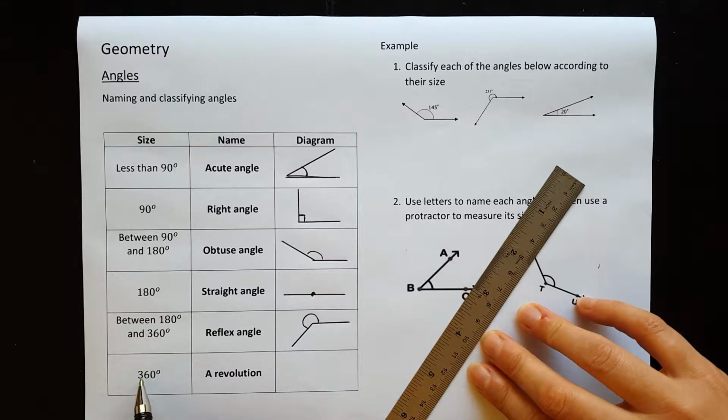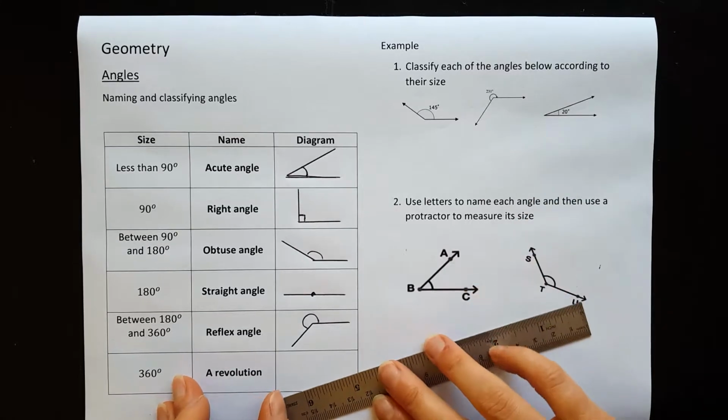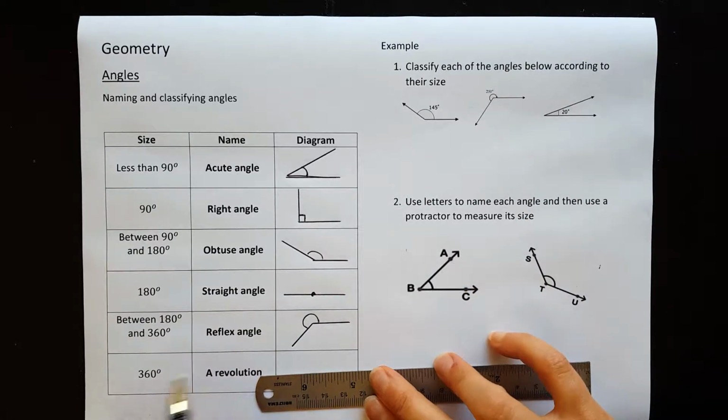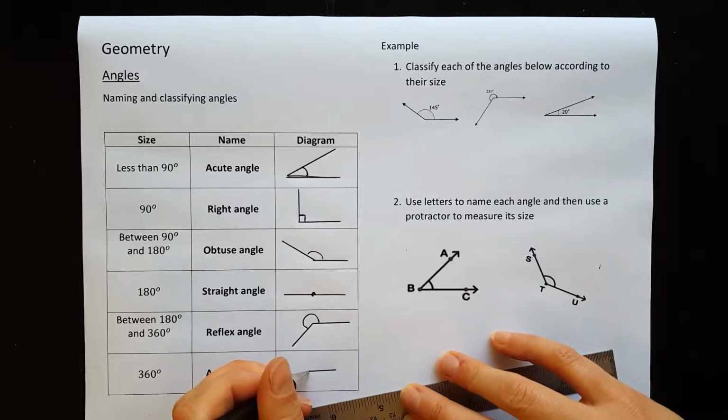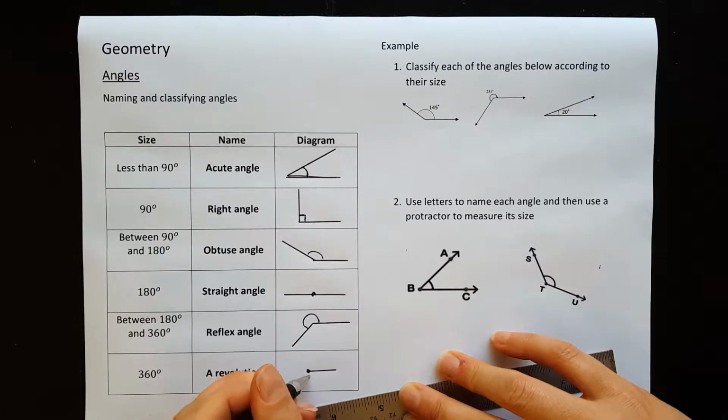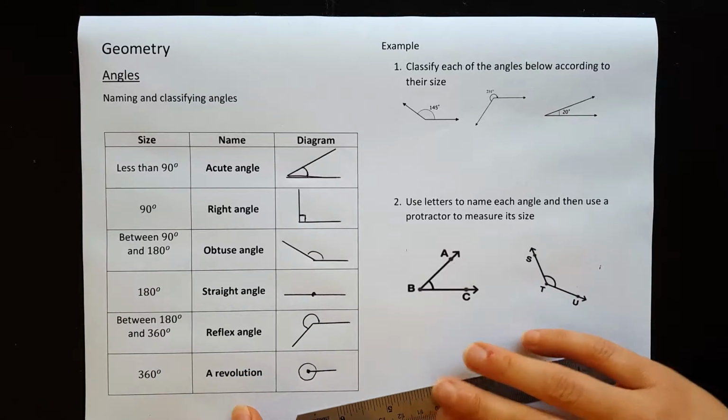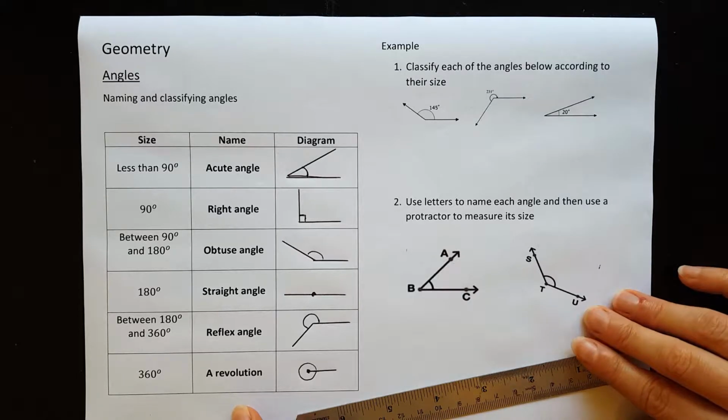And the last one is 360 degrees, which is called a revolution. We start with our bottom arm. It would spin the whole way around and would finish on that arm as well. So it comes all the way around and ends up where it started from, and that's called a revolution.